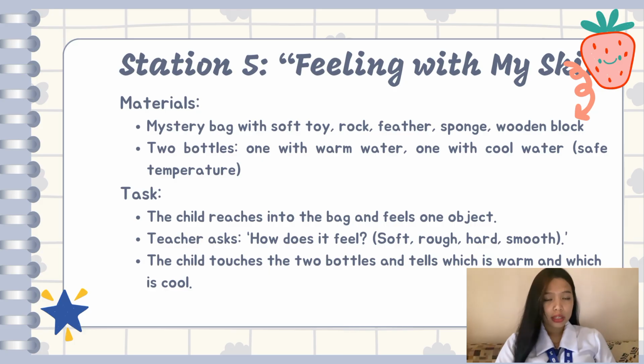What will happen in this station is that the child would reach into a bag and feel one object, and the teacher would ask how it feels, if it's soft, rough, hard, or smooth. Another activity in this station is about the water. The child would touch the water in the bottles and tell which is the warm water and which is the cool water. In this station, it checks if the child can use their skin to describe how things feel. And that's all for the assessment.